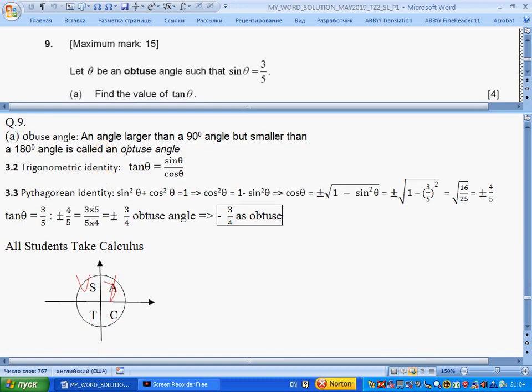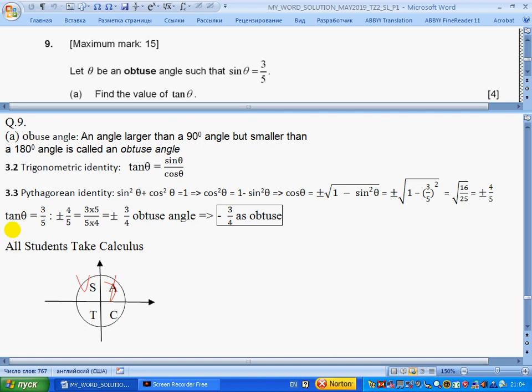Obtuse angle, angle between 90 and 180. From booklet section 3.2, we have the trigonometric identity, tangent equals sine divided by cosine. From section 3.3 we have the Pythagorean identity, sine squared plus cosine squared equals 1. Rewriting this for cosine, we can find that cosine is either plus or minus 4 over 5.